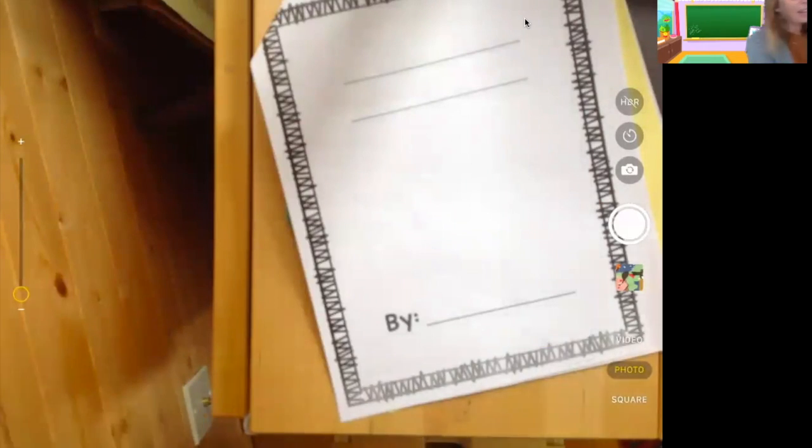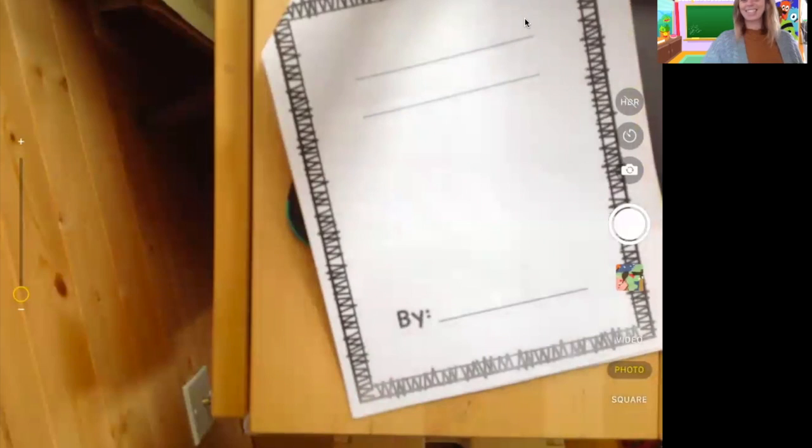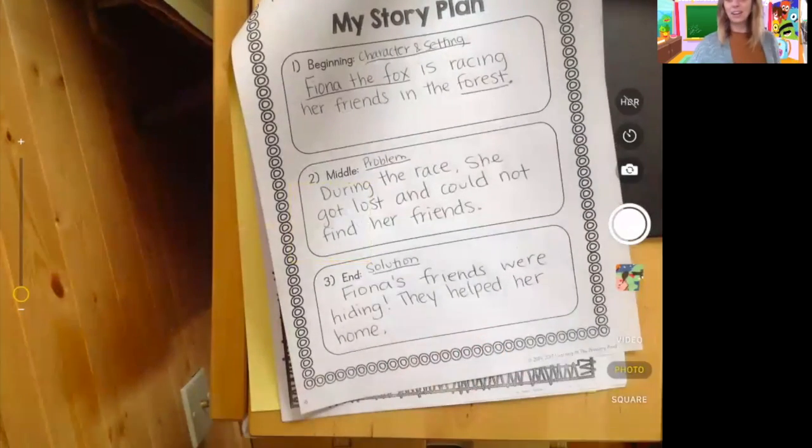All right, you got this. Remember to take a picture of your beginning, middle, end. I just don't want you to forget. Take a picture of this too because I want to see your story plan, okay? All right, you got this.